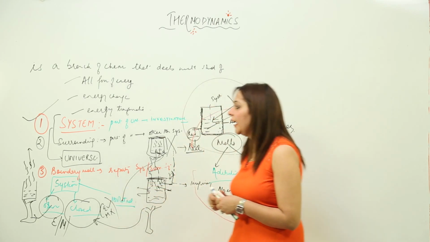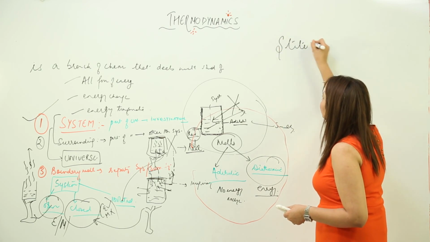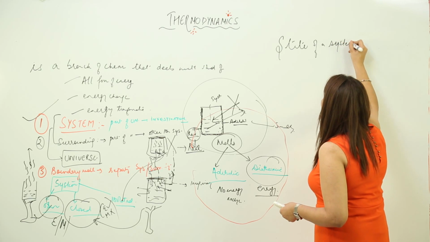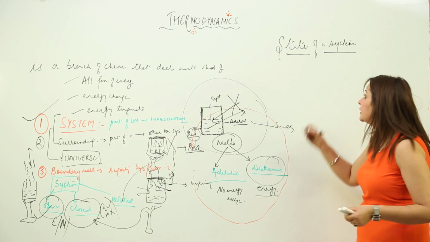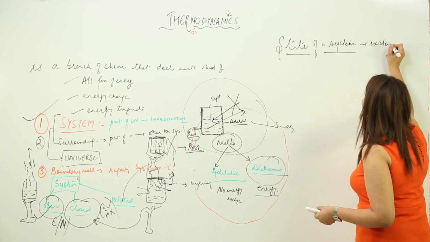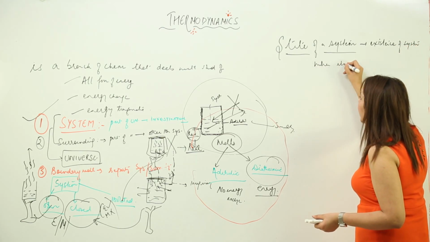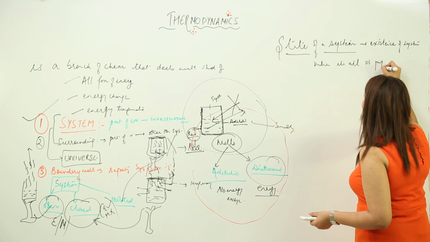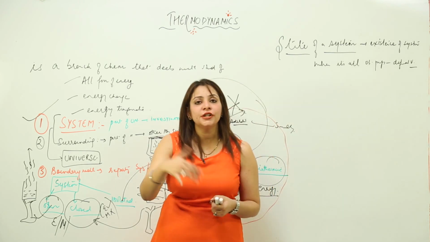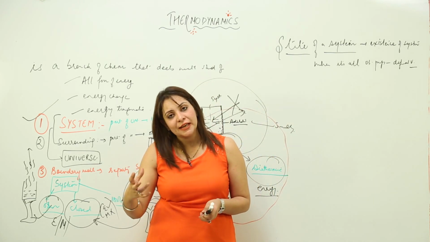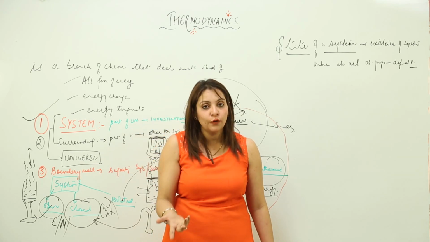Next we have the state of a system. When I say state of a system, it means the existence of the system, how it is existing, when all its observable properties have definite values. For example, if the temperature is below 0 degrees Celsius, the substance is going to exist as ice. That is a state of water, and obviously it is the solid state.